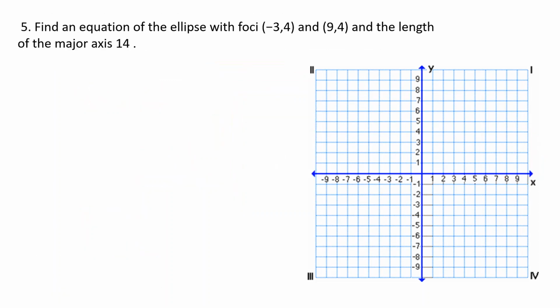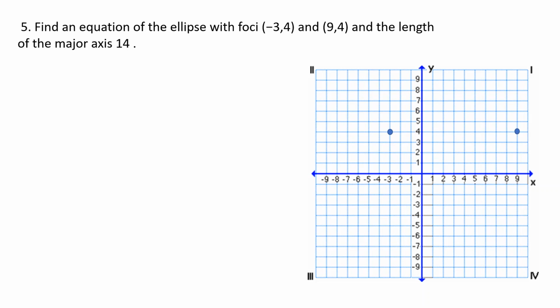Let's continue to the third problem. Find an equation of the ellipse with foci negative 3, 4 and 9, 4, and the length of the major axis is 14. So let me put that. It's best if you have a coordinate system, and it's easier if you put the given on the graph. So let's put the foci.